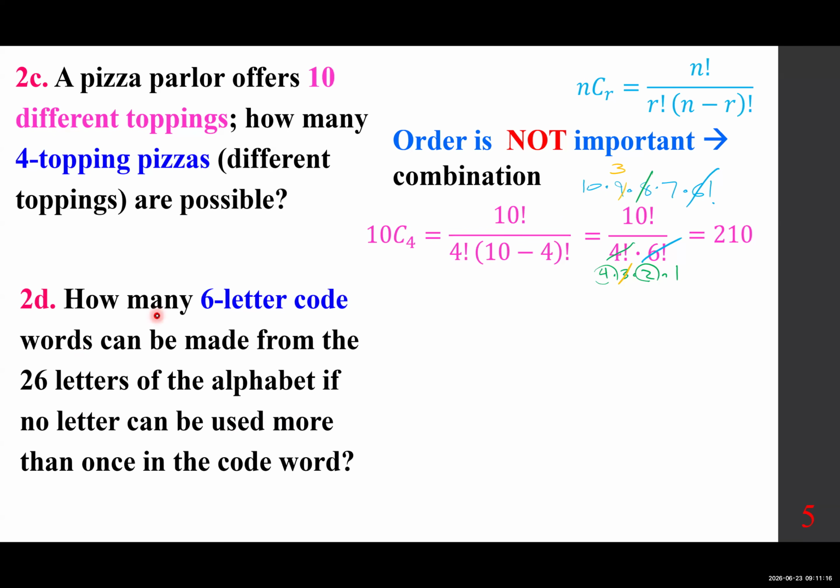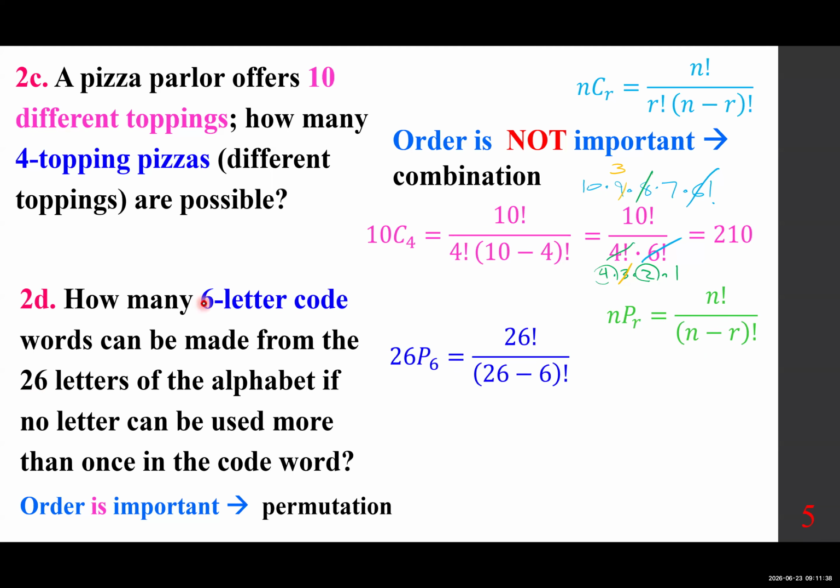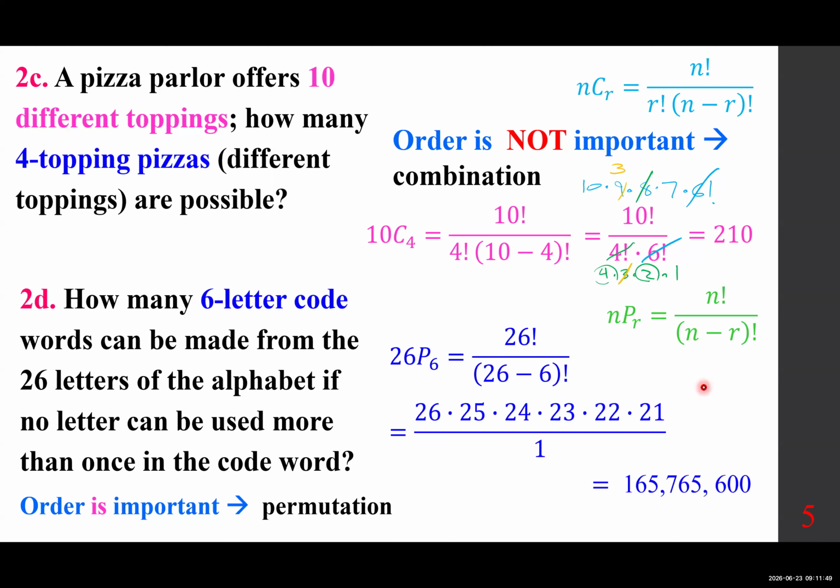How many 6-letter words can be made from the 26 letters of the alphabet if no letter can be used more than once in the code word? So obviously, order is important. It makes it a permutation. We have n is 26, and we're going to choose r, 6. And this is 26 factorial over 20 factorial, or simply 26 times 25, 24, 23, 22, 21. You come up with the answer: 165,765,600 permutations.